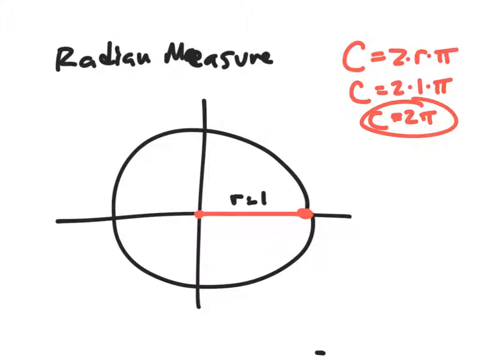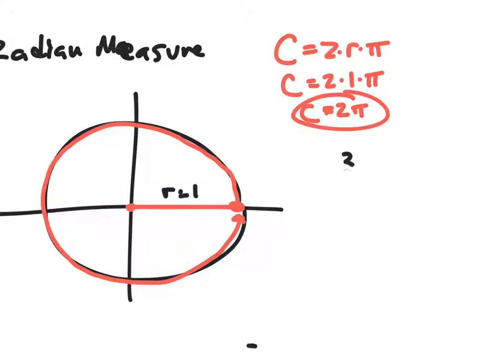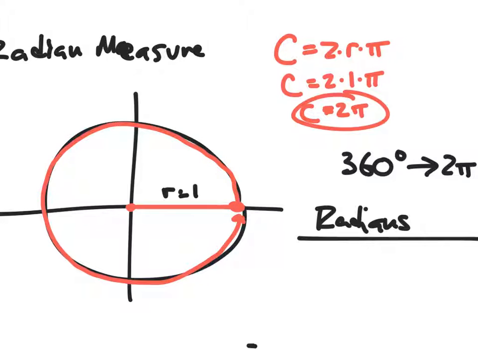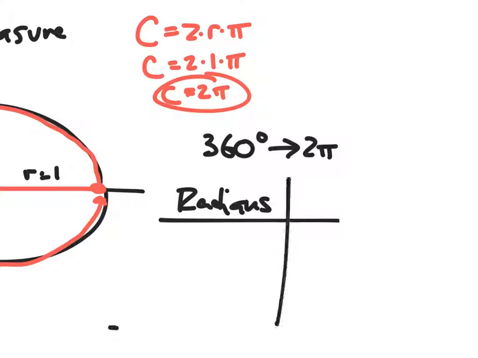So if I make 1 revolution around this circle, which is my circumference, I have an arc length of 2 pi. So I say that 360 degrees is going to equal 2 pi radians. So we have radians and we have degrees.